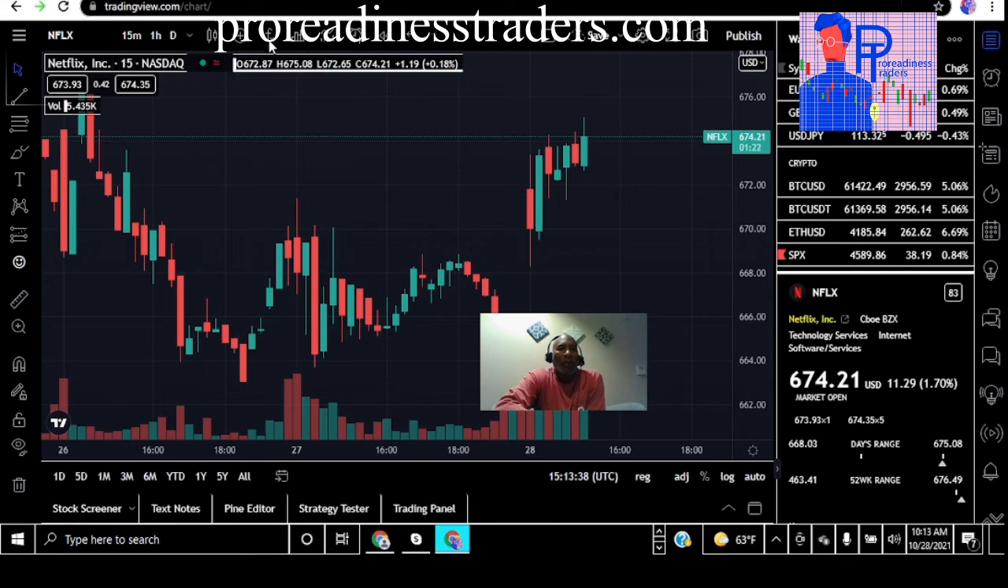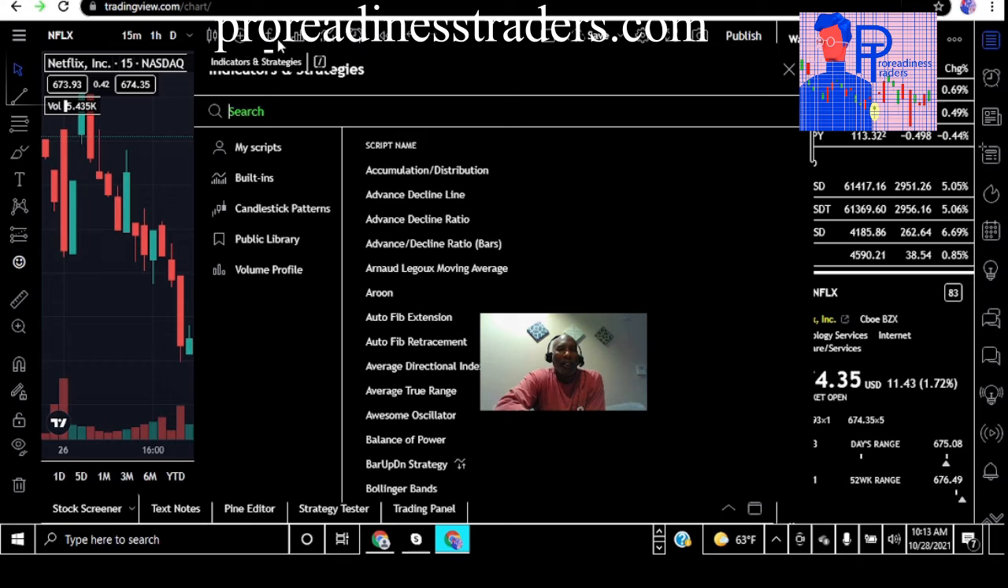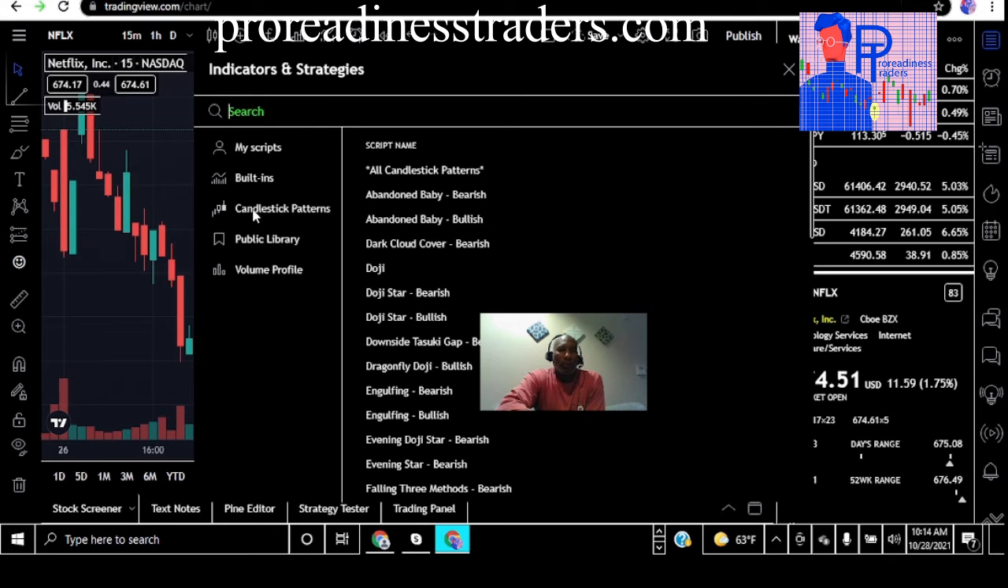Now here, we click indicators and strategies. Now we have built-in strategies, which are the scripts, the names of the strategies. These are indicators and strategies. You're going to build your own strategy, so you're not asking for any strategy from this area, but you are going to use some of these indicators. What we started out with was candlestick patterns, and we're on candlestick patterns, so we don't have to worry about that.